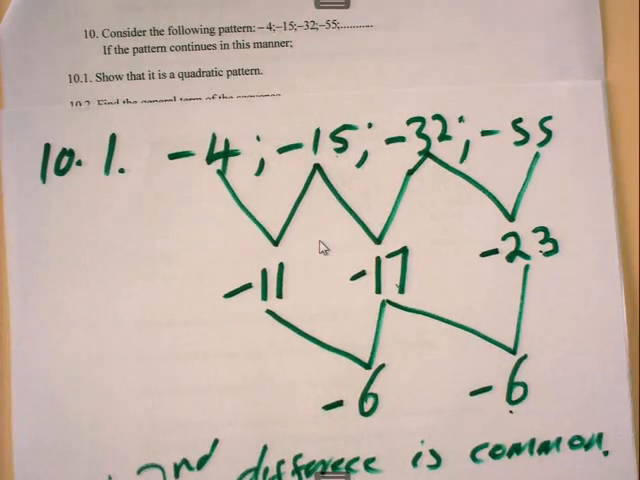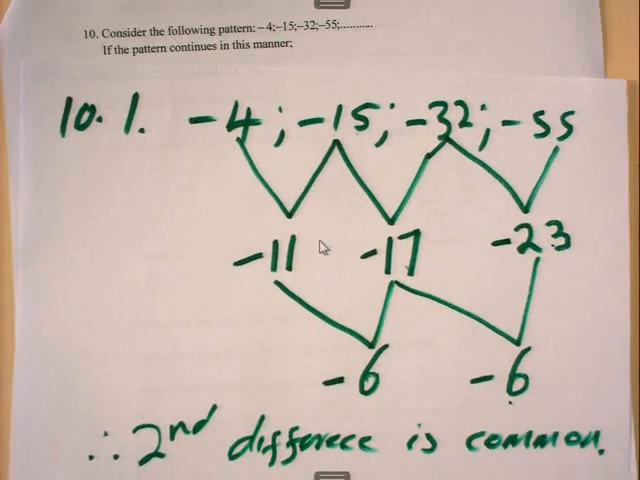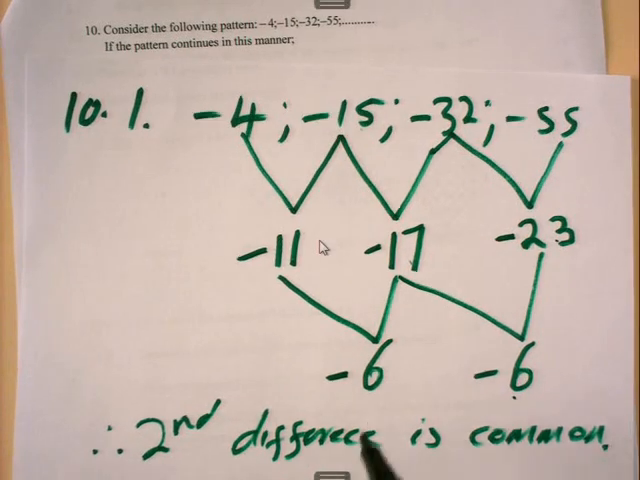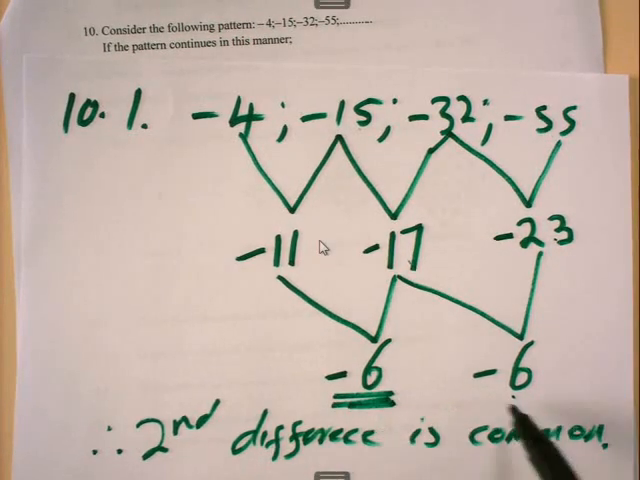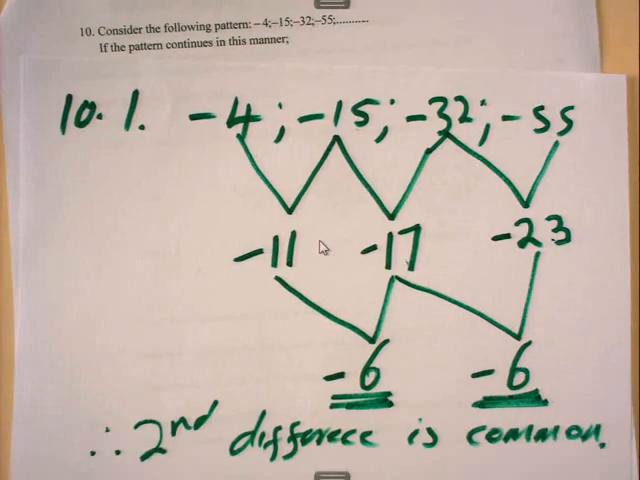That's why we say it is a quadratic number pattern, because the second difference, check, this is the second difference, it's negative 6. So the second difference is common. The second difference is constant. Therefore, this becomes a quadratic number pattern.